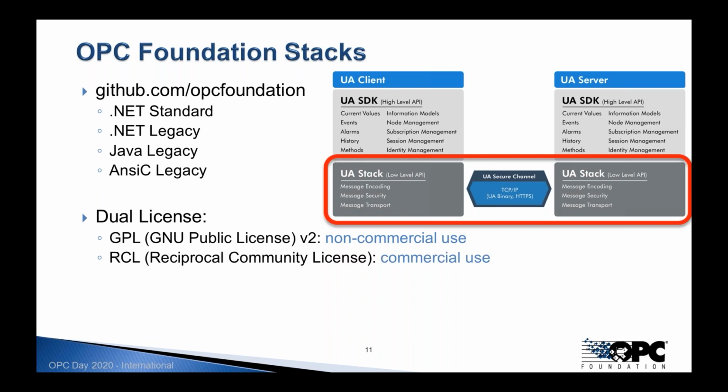The other alternative is the RCL license, which is more suitable for commercial use. This is available for OPC Foundation members, basically, but the commercial SDK vendors also can distribute the stack along with the SDKs using the RCL license, so they are also fully commercially available. And basically it means that you are free to distribute your own applications without any limitations to your own customers in the end.